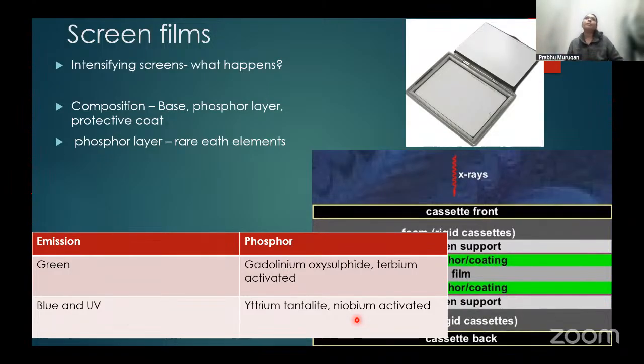Okay, and one more thing is, if there is a mismatch between the screen and the film, for example, you're using a blue color sensitive film for a green color intensifying screen, then we have an artifact called a mottling artifact. Okay, so there's going to be a mismatch between the wavelength of the energies and the wavelength of that light, and then the image quality is definitely not going to be proper. Okay, it's called a mottling artifact. That's why you need a proper screen film combination.